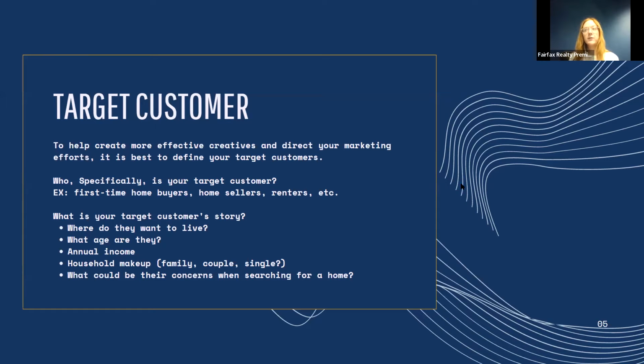Fairfax Realty Premier. One of the most popular that agents tend to choose from is after they sold a home in the area, they like to send it out to everybody within the same neighborhood and show how much it sold for. And it kind of gives them an idea of like, your home can sell for this much. Let me talk to you about it.